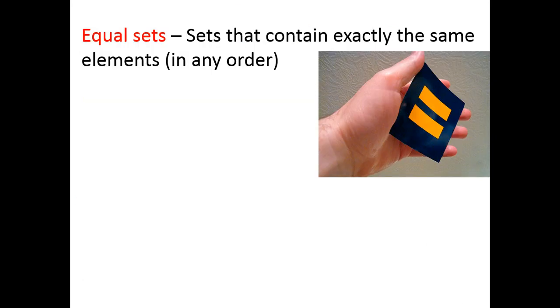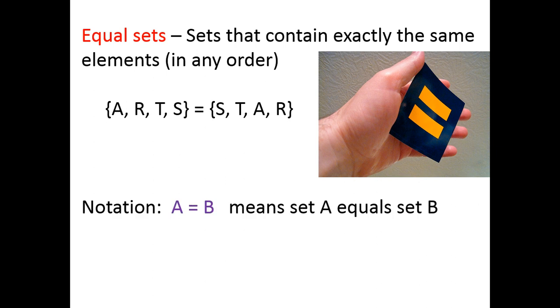Now, 2 sets are considered equal if they contain exactly the same elements, but those elements can be in any order. So if we look at these 2 sets, the first set contains A, R, T, and S, and the second set contains S, T, A, and R. These 2 would be considered equal sets. They have exactly the same elements, even though the order is different.